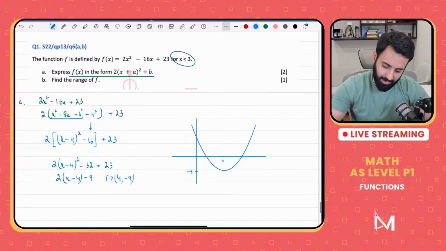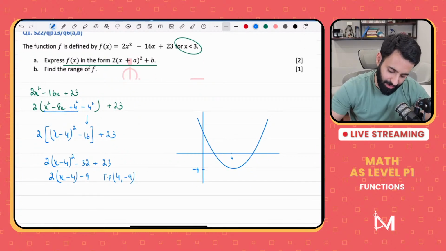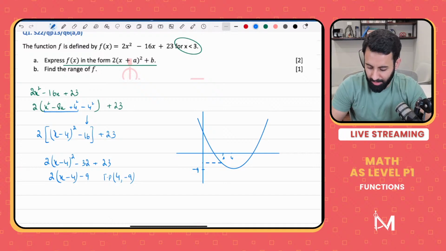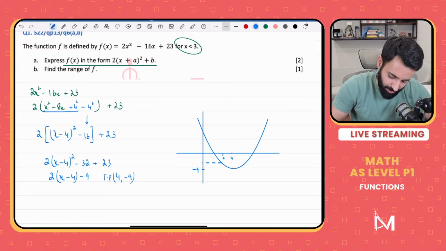Now notice the question says that x is less than 3. So that means you're only allowed to look at a certain part of the curve. Let's see what happens if we plug in 3. If I plug in 3 in this function, we get 2 into 3 minus 4, the whole thing square, minus 9. So we get minus 7.